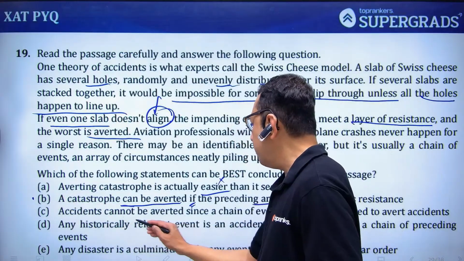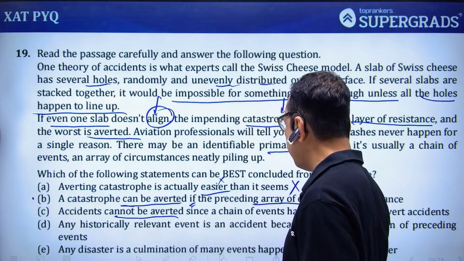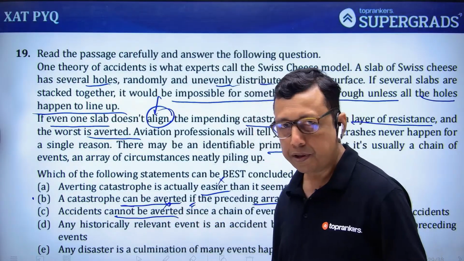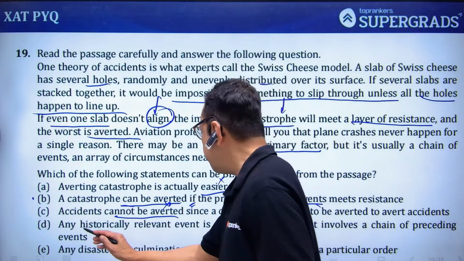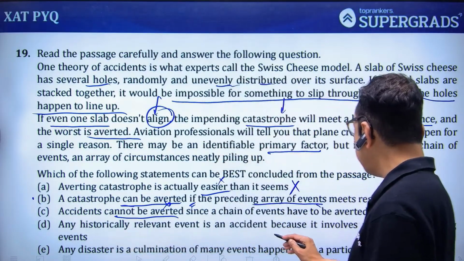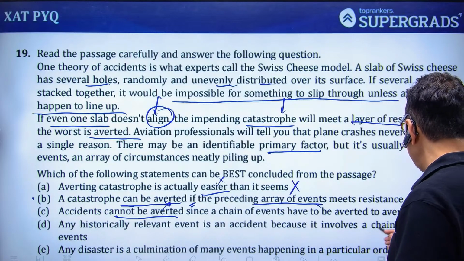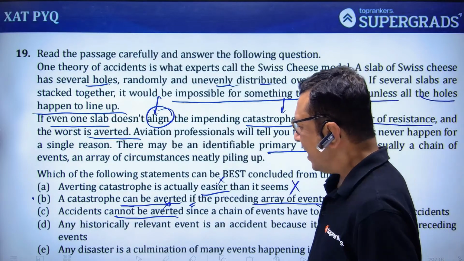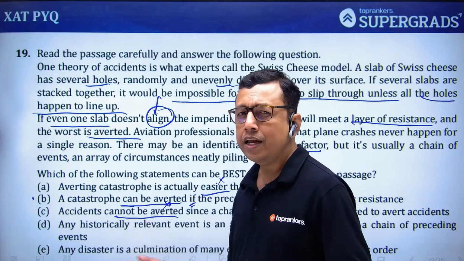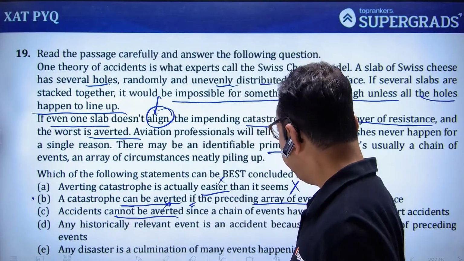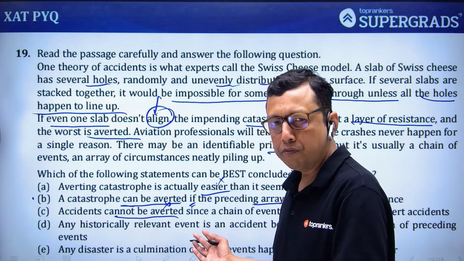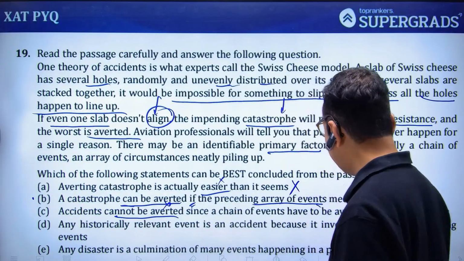Accidents cannot be averted since a chain of events. This is wrong. Accidents can be averted, right? Any historically relevant event is an accident because it involves a chain of... why is any historically relevant event an accident? The paragraph is not talking about this, right? It's beyond the scope of the passage or the paragraph, right?